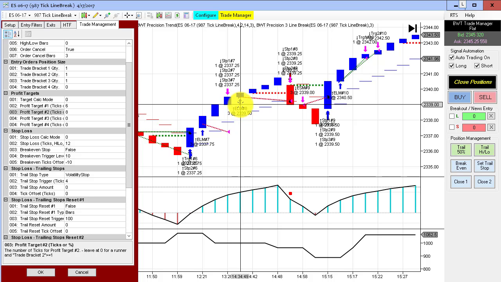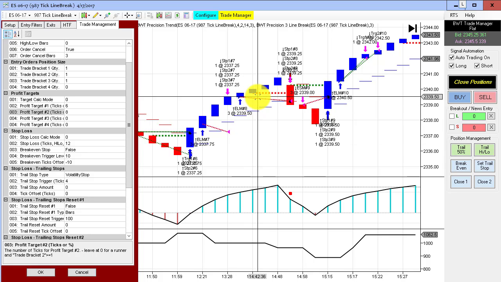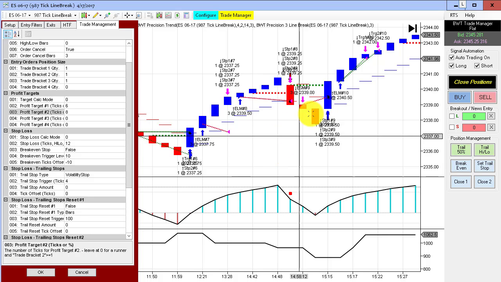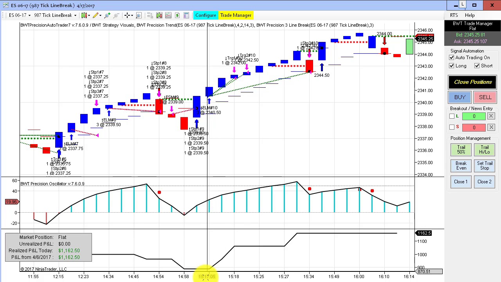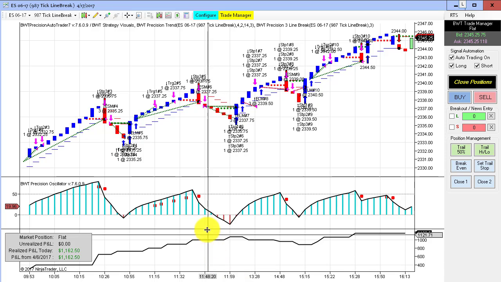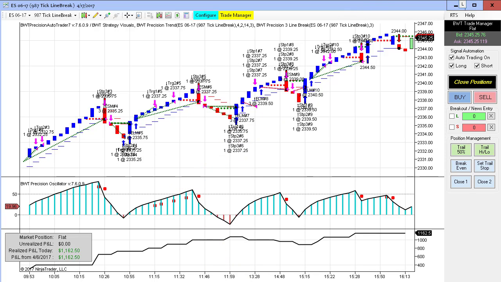And then here on this reversal, probably again only about 2 ticks, went short at 39 and then only lost 2 ticks on the reversal. So quite an excellent performance, and once again demonstrating the validity of a line break chart.